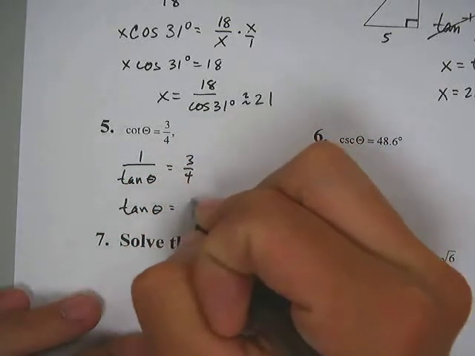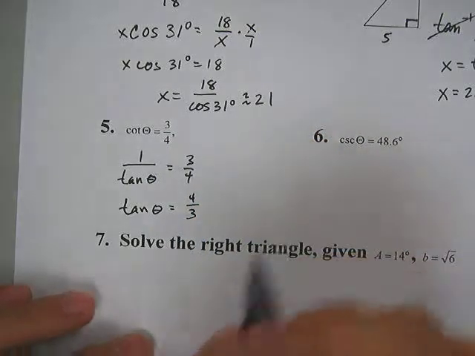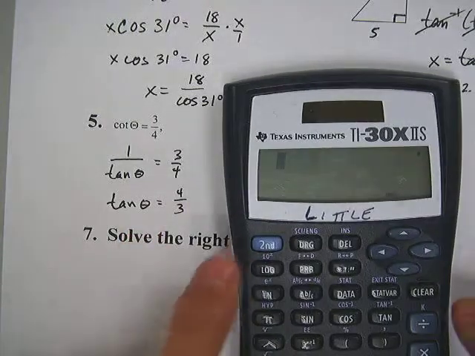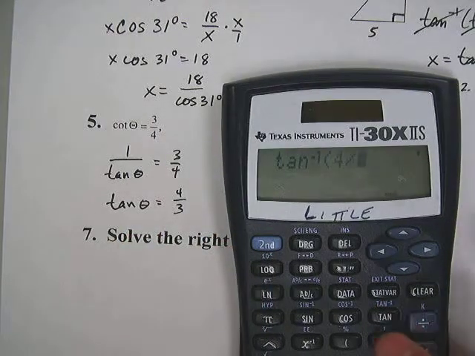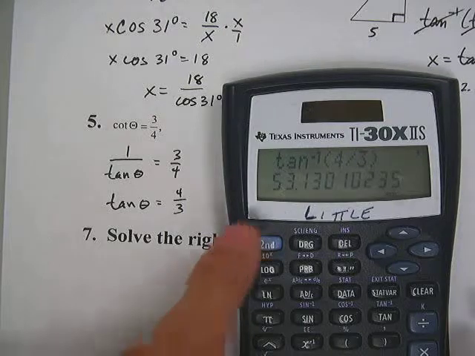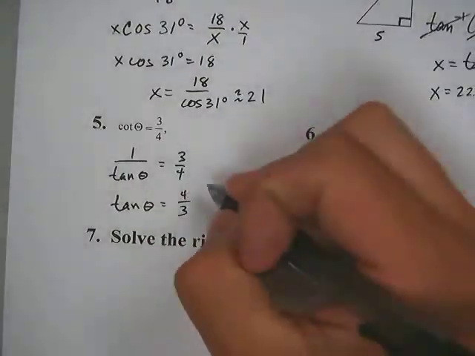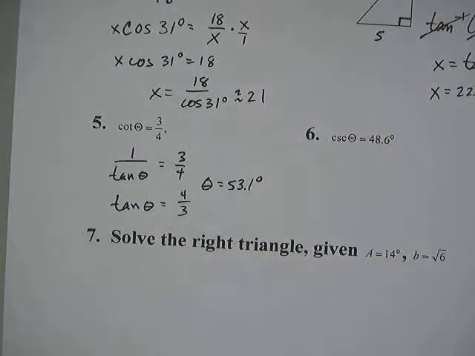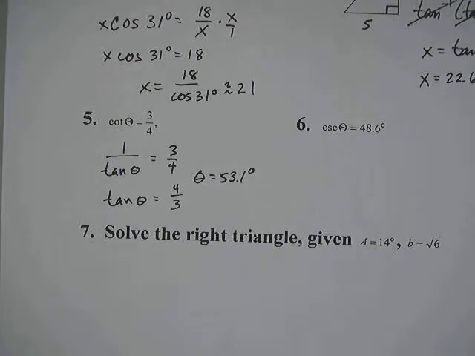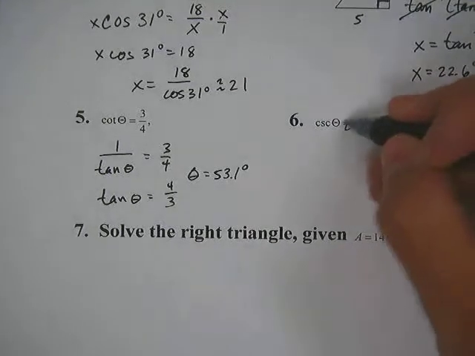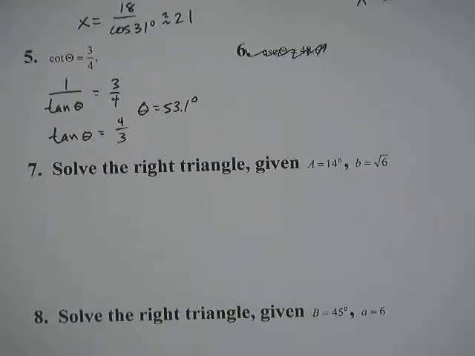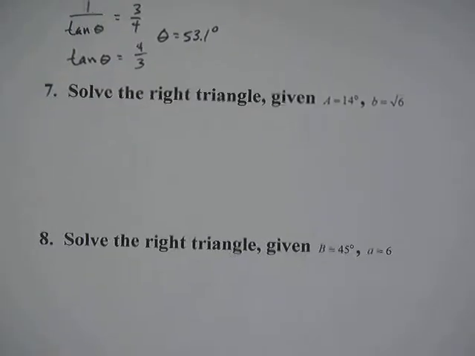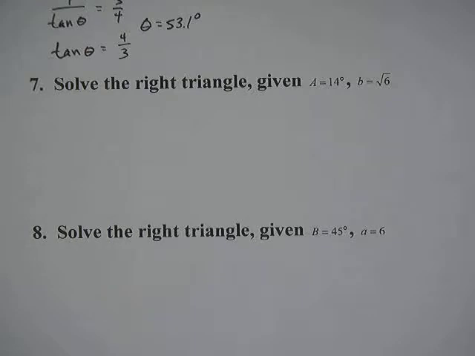Well, we know that cotangent is 1 over tangent. So I can just switch it like that. And since I have a fraction equals a fraction, I can just reciprocate both sides. And then back to the calculator. I'm looking for the angle, so I'm going to do inverse tan again. And there we go, 53.1 degrees.